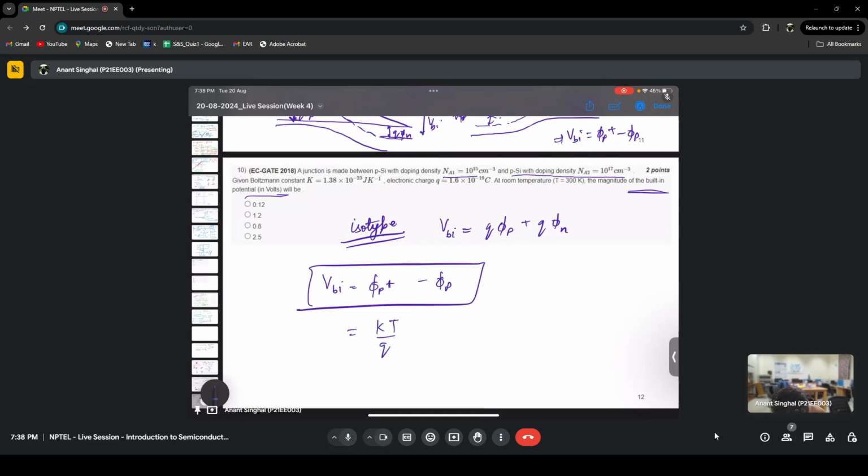So if I try to solve now, it will be Na1 by Ni minus Na2 by Ni. So minus, we know that we need to divide the log terms. So this is how we got Na1 by Na2. Whichever is higher will come on the top. Is it clear to everyone?